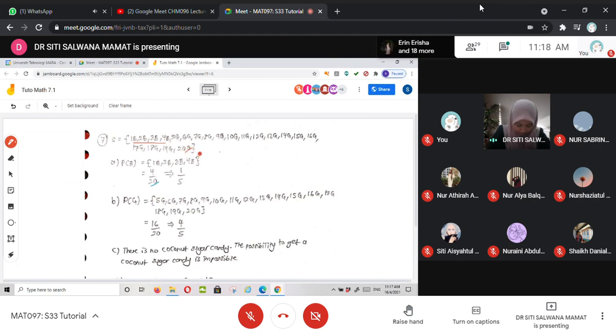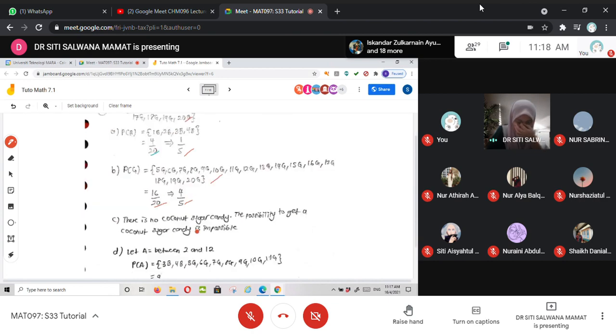So yang ni brown candy, number A, so that you ada 4 over 20, you got 1 over 5. Green tea, 16 over 20. Okay, so this is your punya set lah. Now we do 4 over 5. Number C, this one lah.